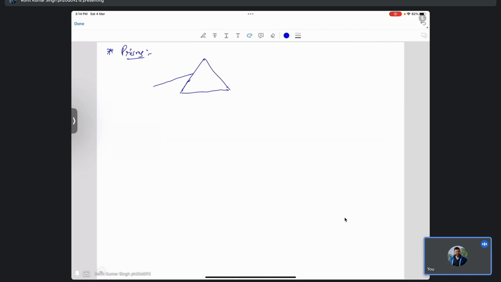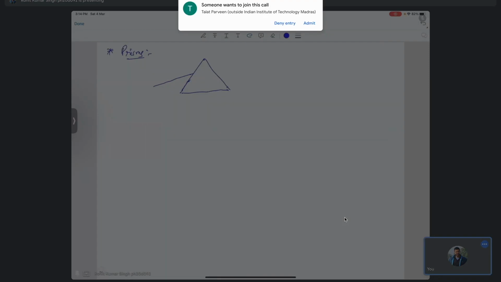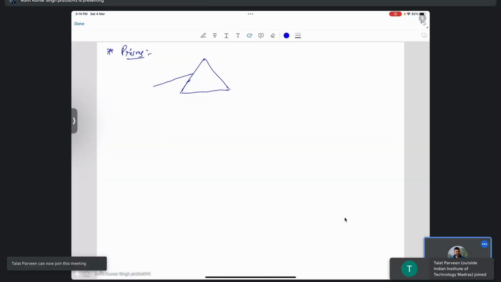So first of all, let me put some labels here. Suppose this is A, B, C. So actually, this is a two-dimensional view of a prism. Okay. In reality, the prism will look something like this, so let me try to draw it.